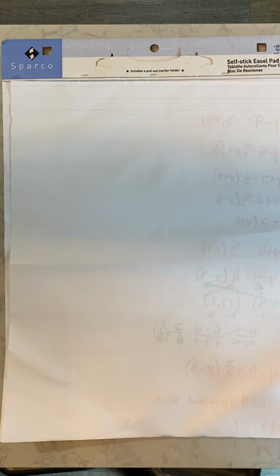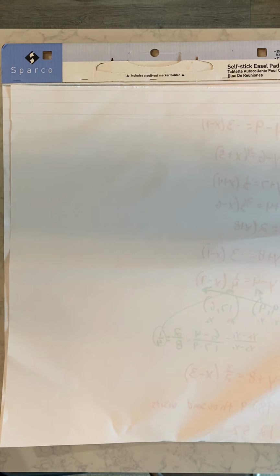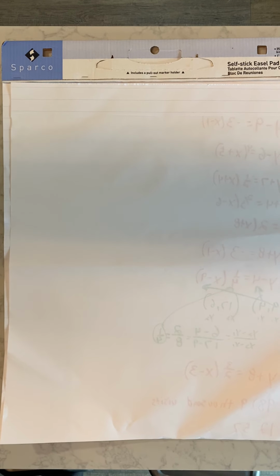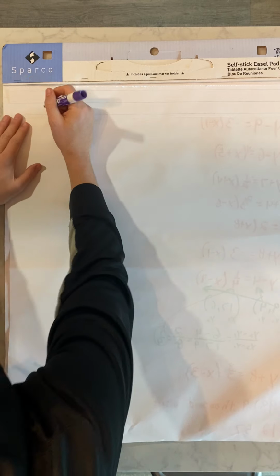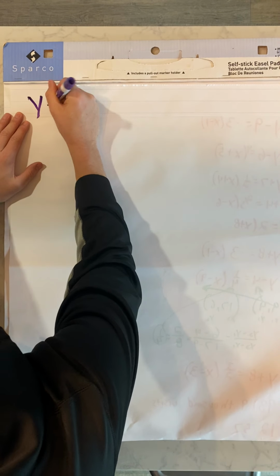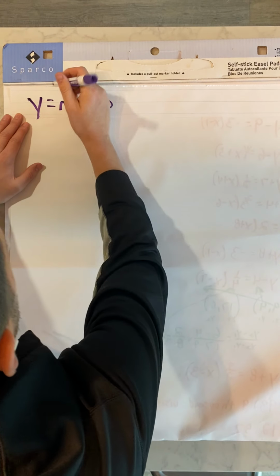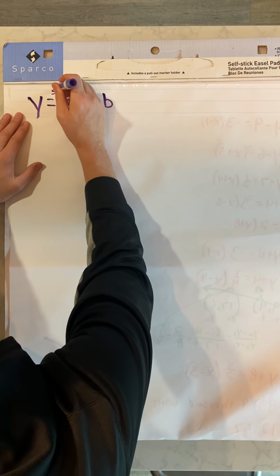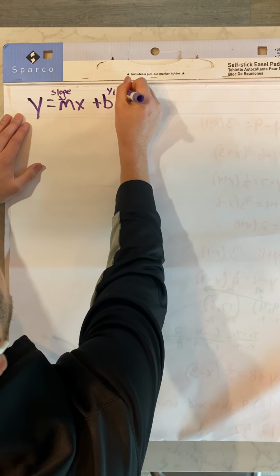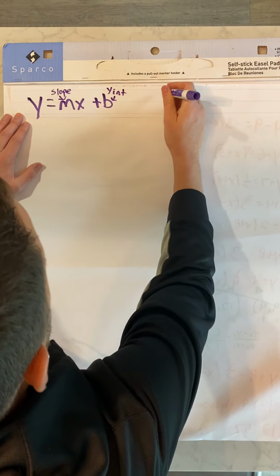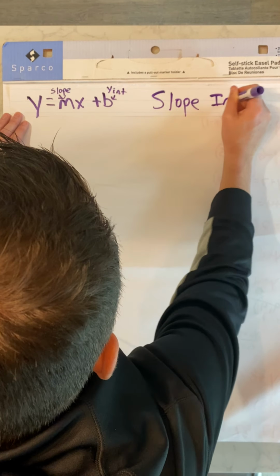All right, today we are moving on to 4.4. That is writing linear equations in standard form. So let's just go through the three we've learned so far. Y equals mx plus b, where m is the slope and b was the y-intercept. That was called slope intercept form.